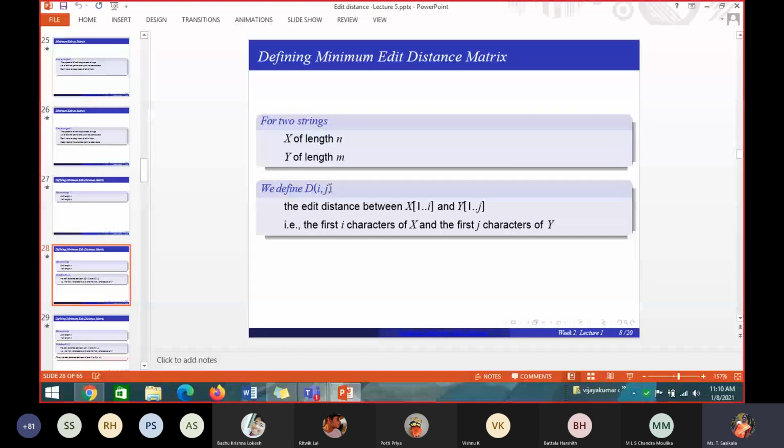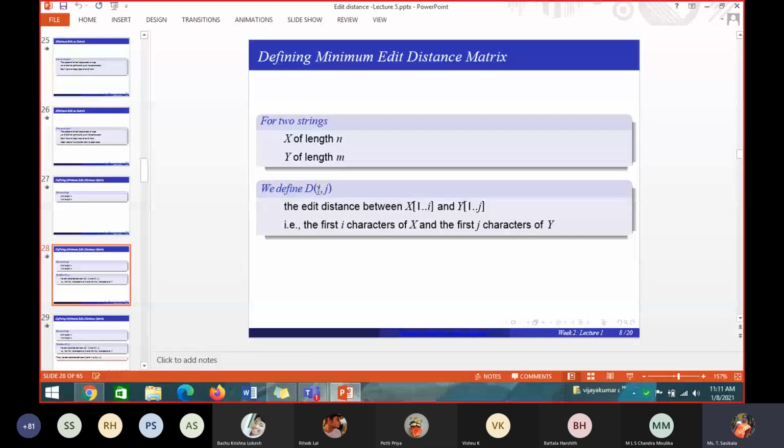D of i,j is the distance between i and j, where i is the X character and j is the Y character. If I write 1 and 1, I am calculating the distance from the first character of X to the first character of Y. If I give 1 and 2, I am comparing the first character of X with the second character of Y. Then the first character of X with the third character of Y.